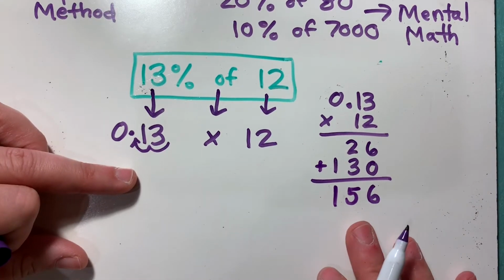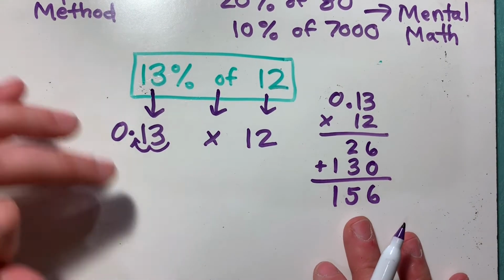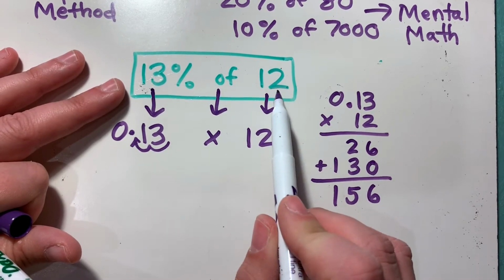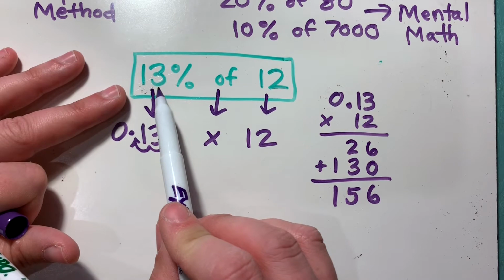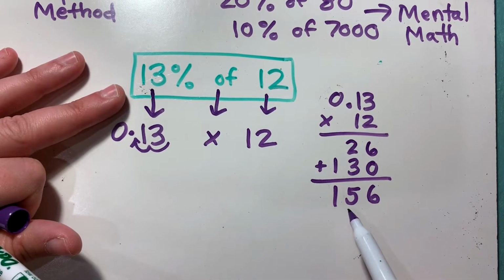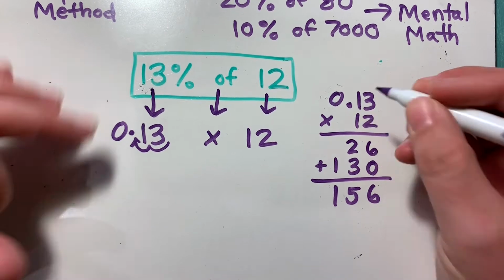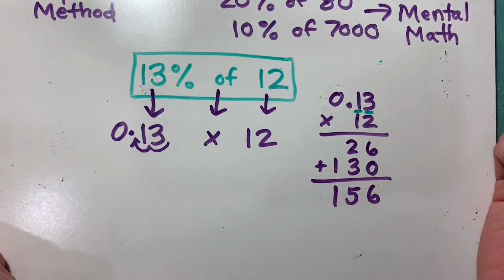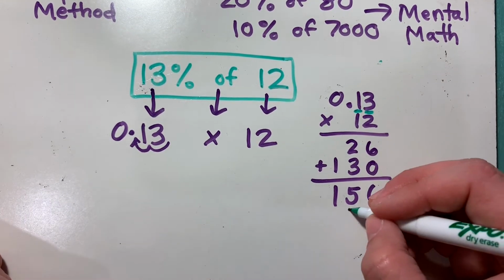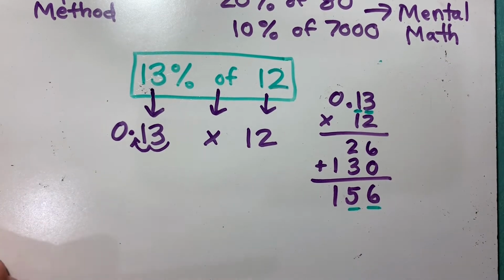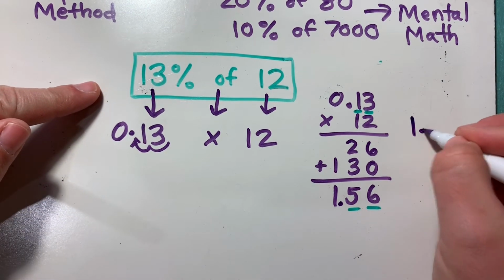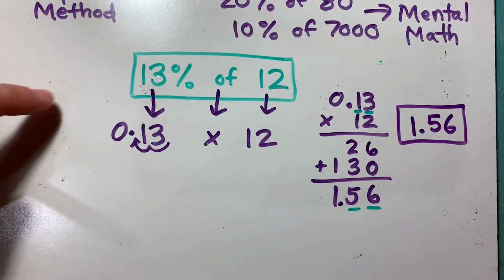Now, if you just leave your answer like this, it says that 13% of 12 is 156. That is truly ridiculous. That's like saying you paid $12 for your meal, you're going to give your server a 13% tip, and you tip them $156. No. Remember that when we multiply with a decimal, we need to count how many places are behind the decimal. 1, 2. And we're going to put the same amount in our answer. So that means that 13% of 12 is 1 and 56/100ths, or 1.56.